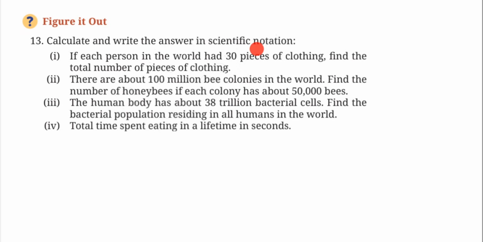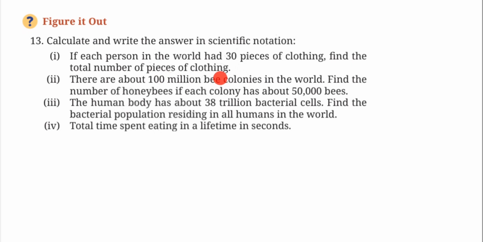And here we have 4 questions. So first we'll solve this and then we'll write them in a scientific notation. Let's look at the first one. If each person in the world had 30 pieces of clothing, find the total number of pieces of clothing.